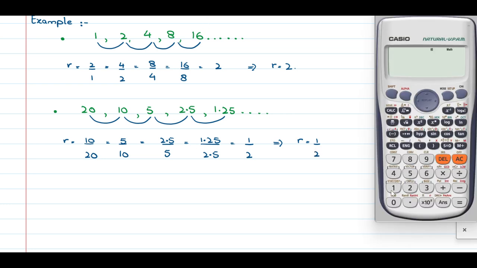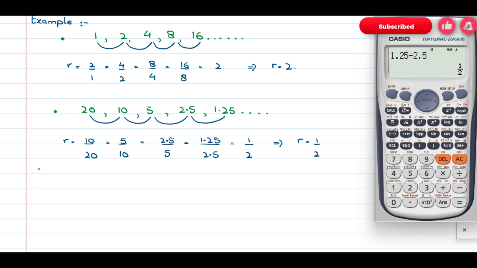Let me also show you with the help of a calculator. So 10 by 20 is 1 by 2. 5 by 10 is 1 by 2. 2.5 divided by 5 is 1 by 2. 1.25 divided by 2.5 is 1 by 2. So everything is 1 by 2. So the common ratio is basically the second term divided by the first term, right?